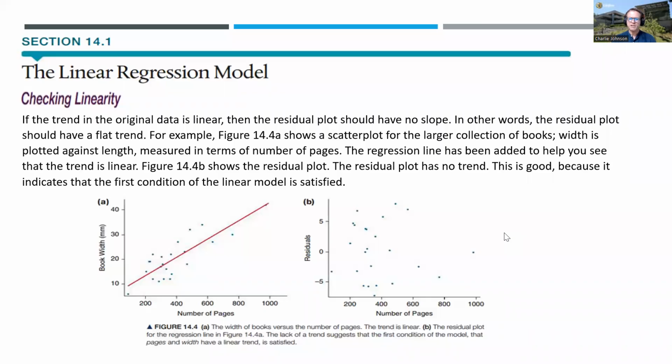If the trend in the original data is linear, then the residual plot should have no slope. In other words, the residual plot should have a flat trend. For example, figure 14.4a shows a scatter plot for the larger collection of books. Width is plotted against length measured in terms of number of pages. Remember, we're using the number of pages to predict the book width. The regression line has been added to help you see that the trend is linear.